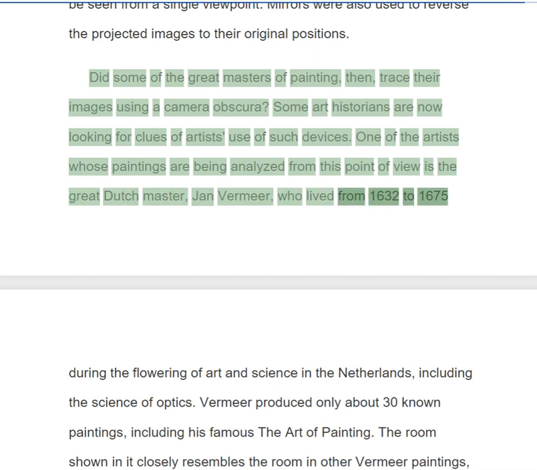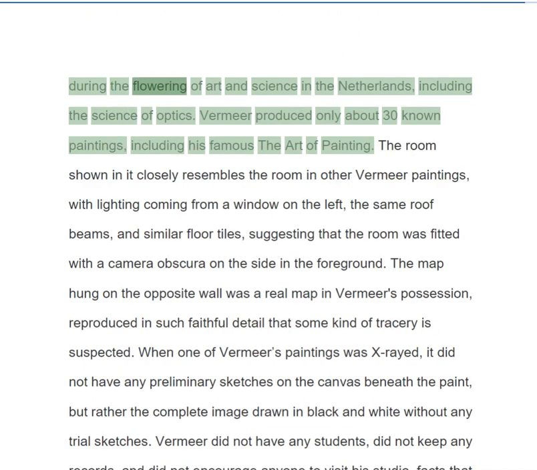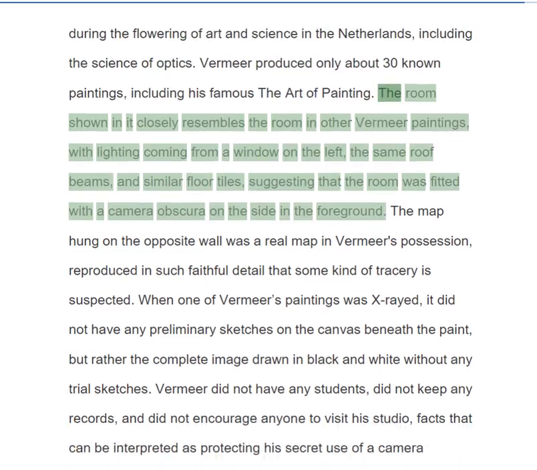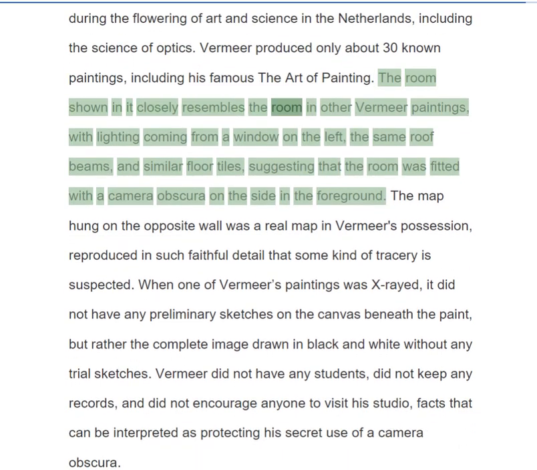Vermeer, who lived from 1632 to 1675. During the flowering of art and science in the Netherlands, including the science of optics, Vermeer produced only about 30 known paintings, including his famous The Art of Painting. The room shown in it closely resembles the room in other Vermeer paintings, with lighting coming from a window on the left, the same roof beams, and similar floor tiles, suggesting that the room was fitted with a camera obscura on the side in the foreground.